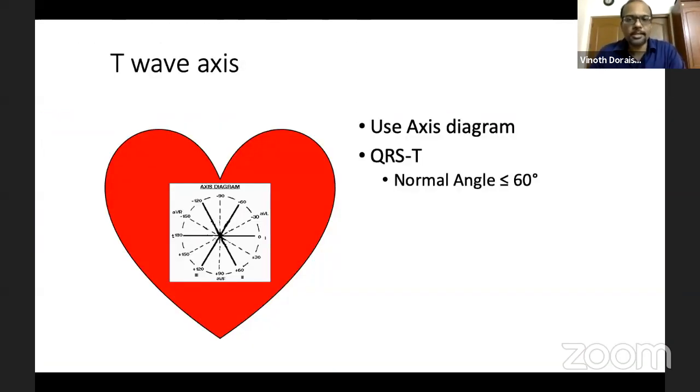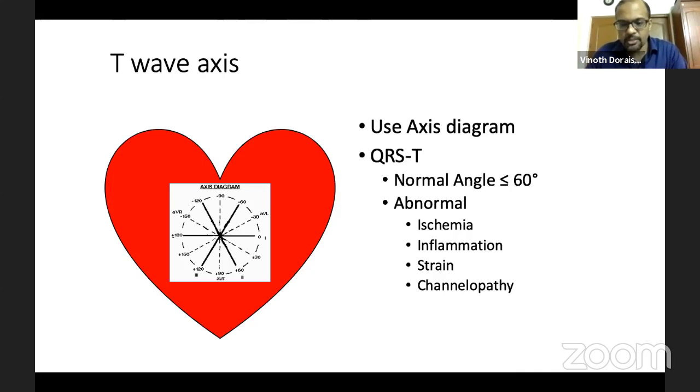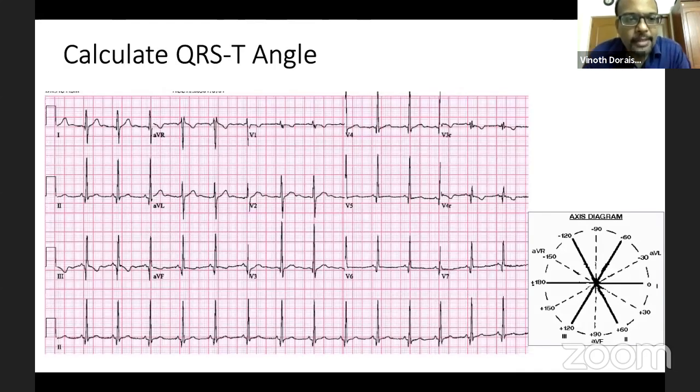Now we've seen the QRS axis and the P wave axis. Now we're coming to the T wave axis. Nowadays we don't calculate the T wave axis that much, but it's important to know what is the use of calculating it. After we calculate the T wave axis, we have to calculate the angle between the QRS axis and the T wave axis. Normally the angle is less than or equal to 60 degrees. If it is more than 90 degrees, it could signify either an ischemia, inflammation, or strain, or a channelopathy. So we'll take an example of how to calculate the T wave axis and the QRS-T angle.